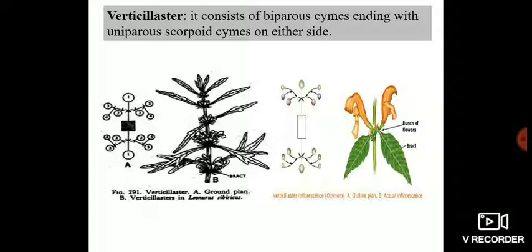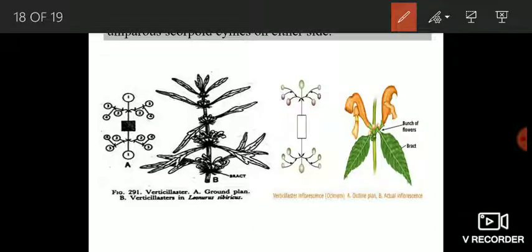Okay. In this type of inflorescence, it consists of biparous cymes, and each branch ends with a uniparous scorpioid cyme on either side. Here I will make you understand. Look, the apex has terminated into a flower. Okay. Then what happens is two branches arise, and the apex of these branches also terminates into flowers.